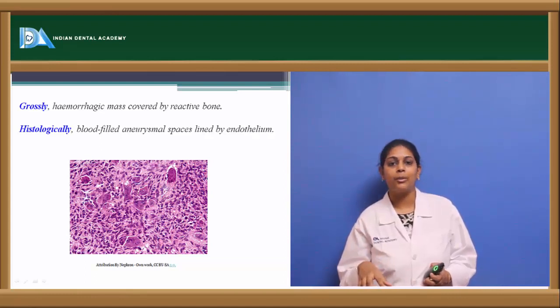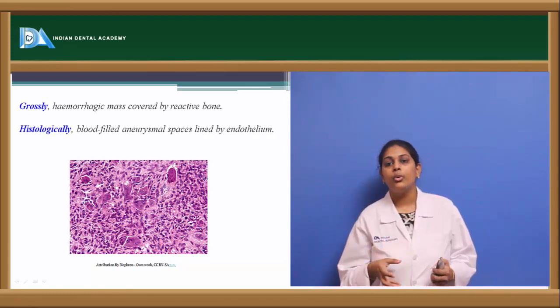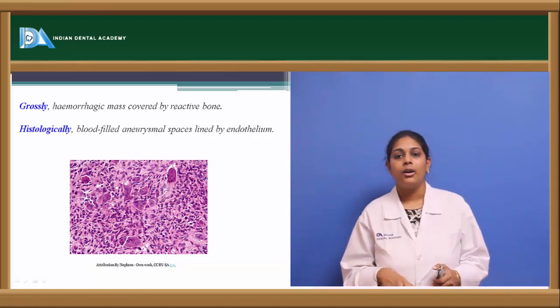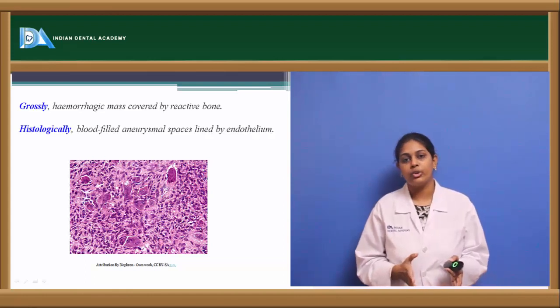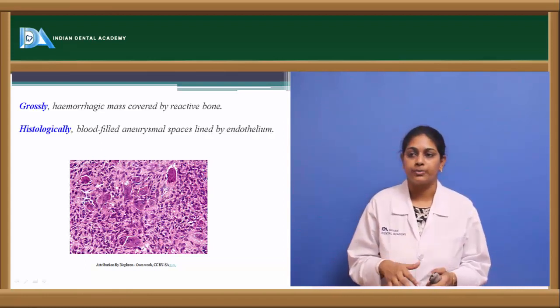Grossly, when we see it, it is said to look like a sponge immersed in blood, since it appears as numerous porous areas of tissue with numerous hemorrhagic areas covering the reactive bone which is being formed by these cells. So it is known as a sponge which is immersed within blood.